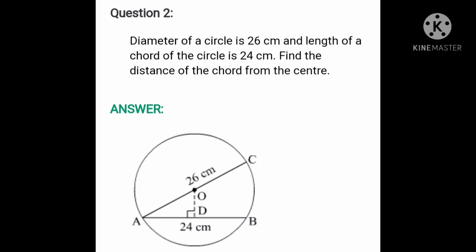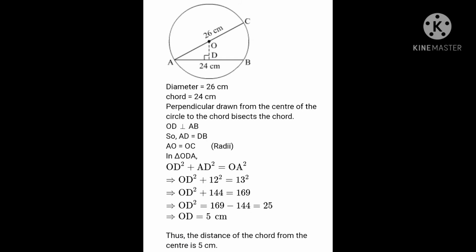To find OD we have to use triangle ODC. Okay, so let's start the solution. In this question, the diameter is given as 26 centimeter. Diameter is nothing but the AC. AC is 26 centimeter and the chord is 24 centimeter. Here the chord is AB, 24 centimeter.